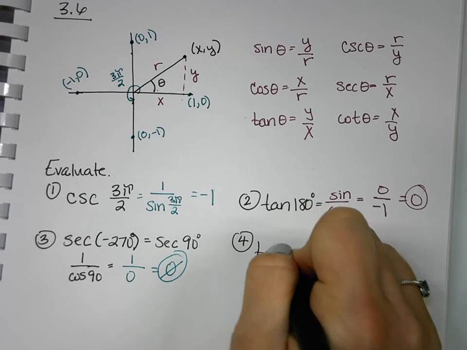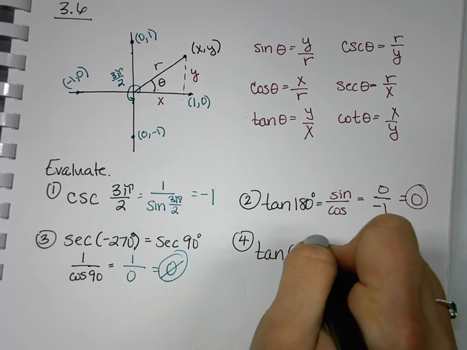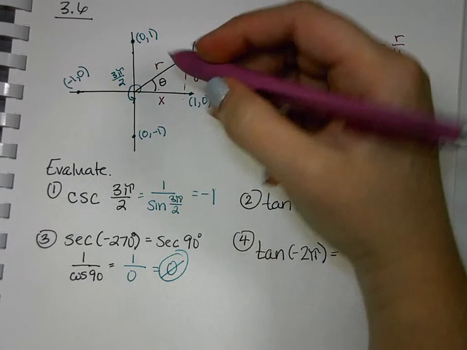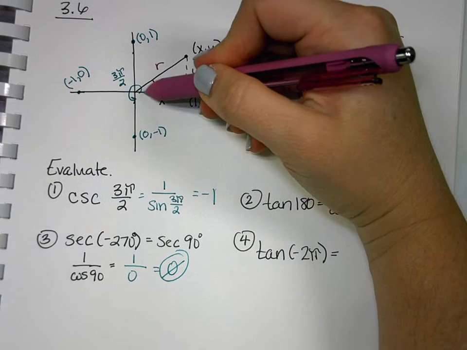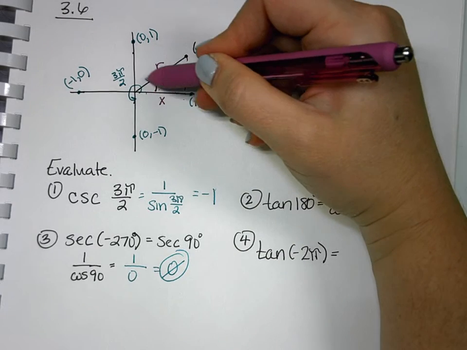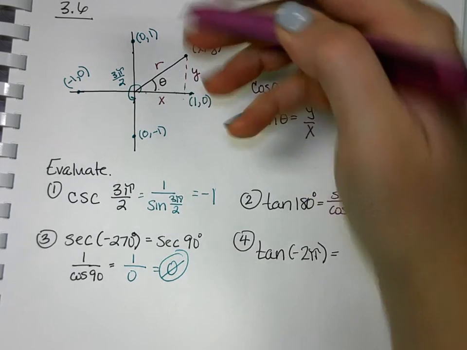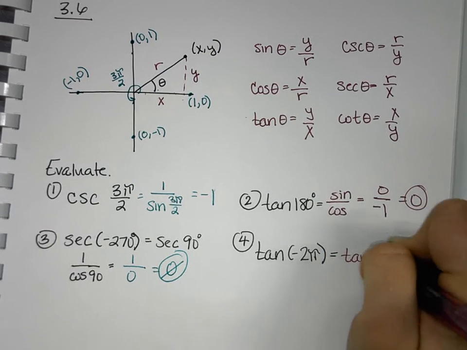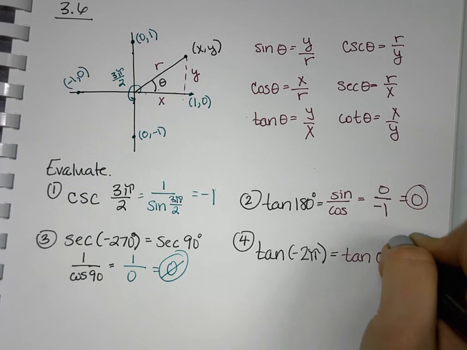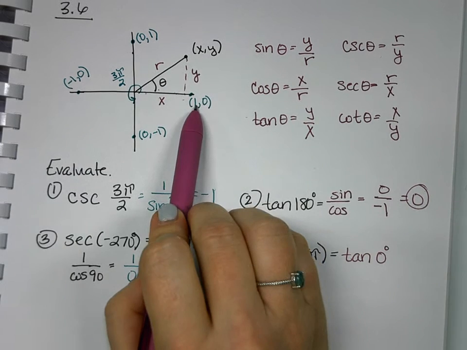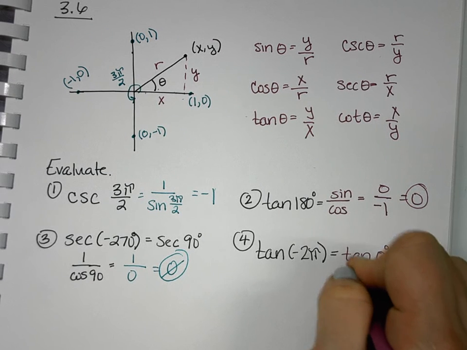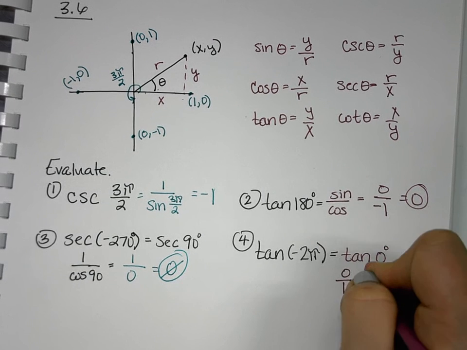Next up, we'll have tangent of -2 pi. So again, on my picture, I'm going to try to figure out where is -2 pi. So start at 0. 2 pi is a full rotation, so I'm back at 0. So tangent of -2 pi is the same as tangent of 0. So tangent of 0, I already have my sine and cosine. So I have sine, which is 0, over cosine, which is 1. So I would just get 0.